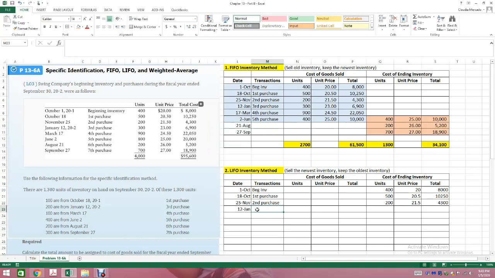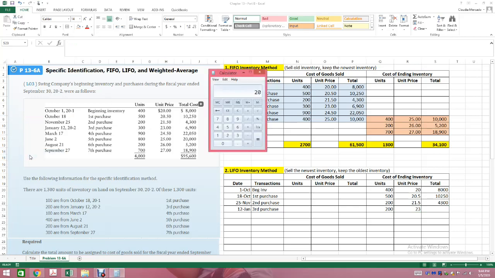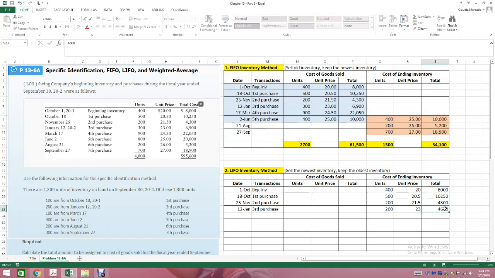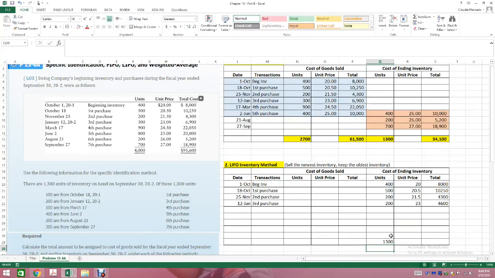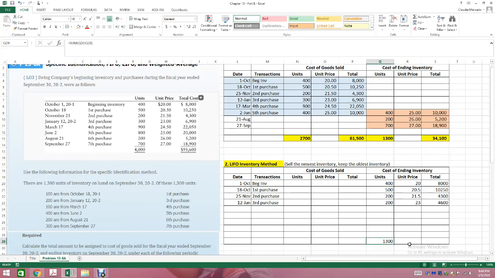So right now I need from this third purchase only 200 more units to come up to my 1,300 figure. So on January the 12th, I have 300 units. Out of those 300 units, I'm keeping 200 of them at $23. So I'm going to get my calculator, 200 times 23, that's $4,600. Now this represents the 1,300 units that I did not sell. These are the units that I have sitting in my warehouse. You add them up and it gives you 1,300.